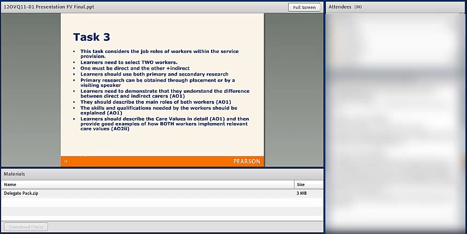What we do find here a lot is that they do just tend to copy from the textbooks, and they shouldn't do that. It should be in their own words. Again, if it's copied from the textbook, it's not evidence of independent working.